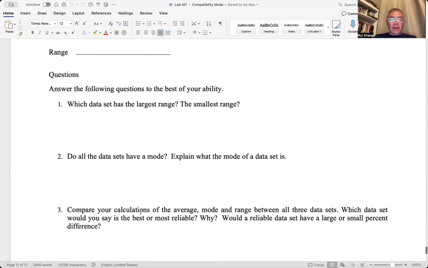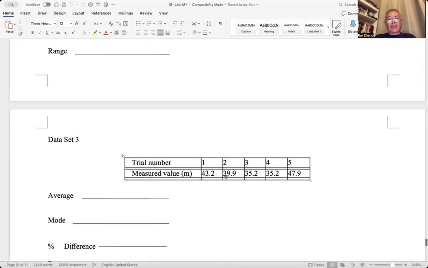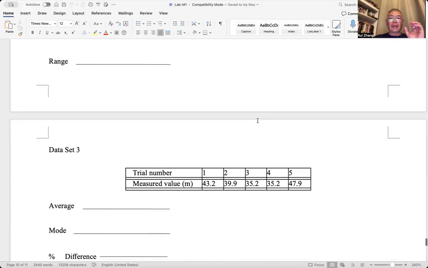When you compare the data sets, which is the best or most reliable? Remember these measurements are for the same value. So if the numbers are really close to each other, that means it's a much more reliable measurement. If they're all kind of spread out, that's not very reliable. Okay, that's the key. That's my two-part comments or introduction for the homework for Lab 1.